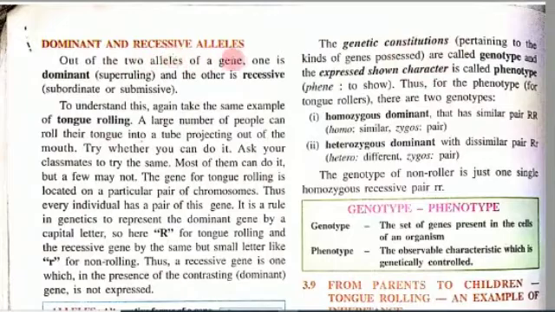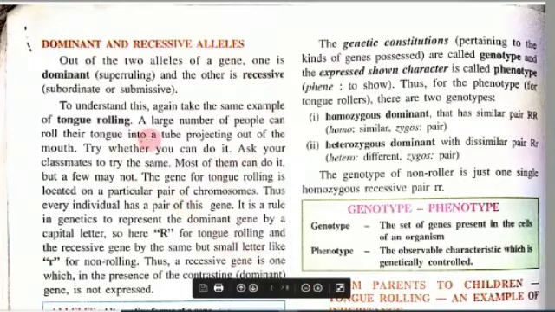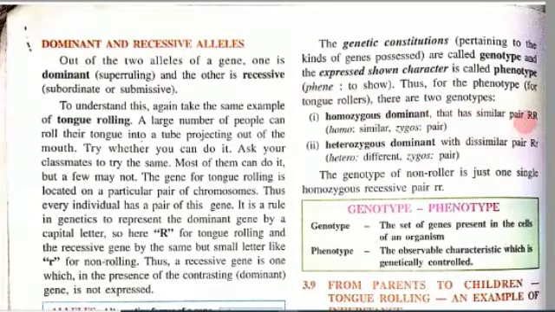Then dominance and recessive. A gene consists of two alleles, such as capital T and small t, and capital R and small r. So every gene pair consists of two alleles. Here capital R and small r is called a gene pair. A gene pair has two alleles, and each allele is either dominant or recessive.